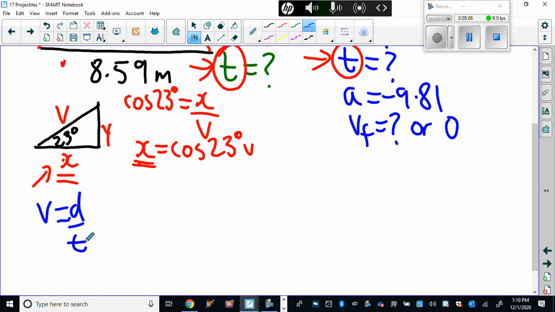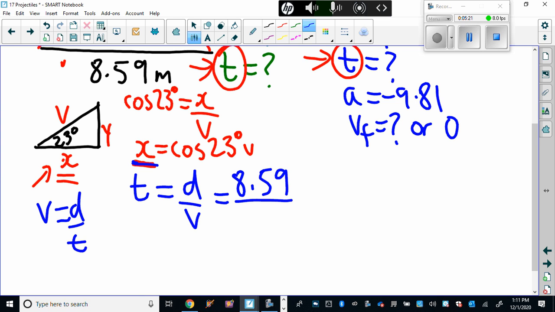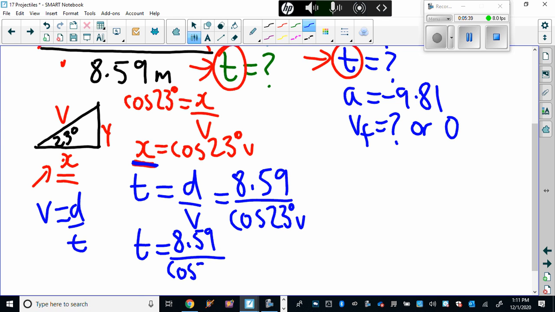And if I want to write an expression for the time, it's going to be the time equals the displacement over the velocity. I know the displacement, and I've just written an expression for the time, cosine 23 v. So that's an expression because I've got two variables in this, don't I? I've got t equals 8.59 over cosine 23 v. All right, so I can't solve that.